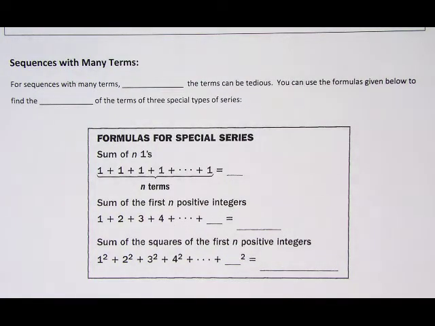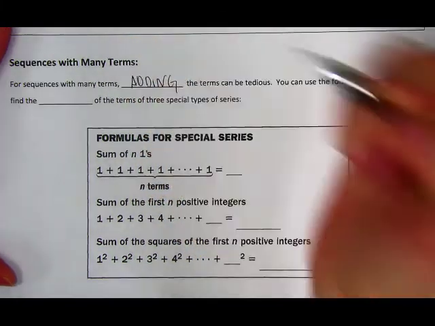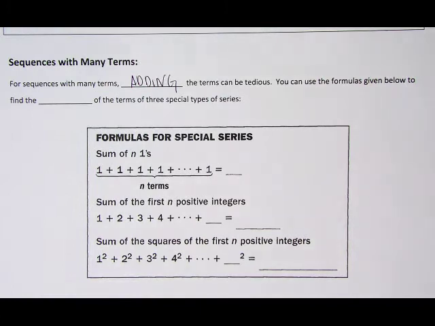Okay, so if we're trying to find sequences with many terms, then adding those terms obviously can be pretty tedious, right? If we wanted to add the first 100 terms of something, that could be very tedious, since you would be adding 100 things over and over again. And the more numbers you add together, the more terms you have, the more likelihood of making an error. So there's a couple special things that we're going to look at together that may help us cut out some of that human error and make things a little bit easier to sum together.